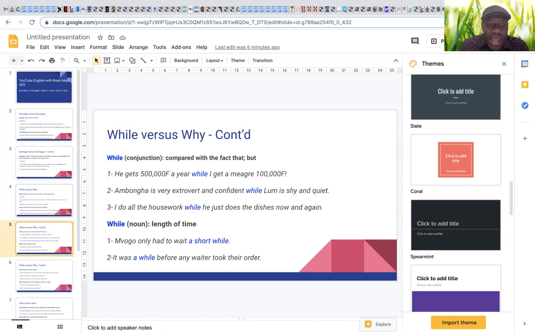Then now we have while as a noun, and it means a length of time. So we can talk about, for example, Mvogo only had to wait a short while. He only had to wait a short while, so not for a long period of time. Or we say it was a while before any waiter took their order. It was a while, it took some time before any waiter took their order.